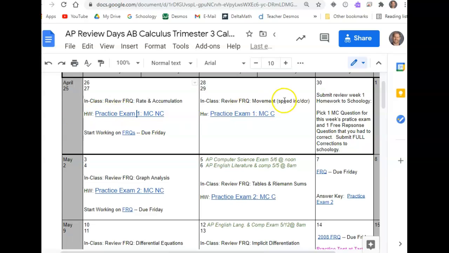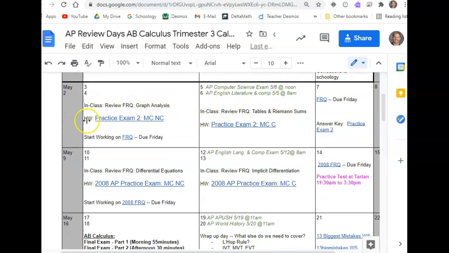So this is the first week. Look at the second week. It's almost the same agenda. But now we have a second practice test. So we'll have multiple choice no calculator, multiple choice calculator, and then free response. I put in here, just in case some of you are taking that, these are when other AP tests are going to be going on at Tartan. And so you can plan and prep ahead.